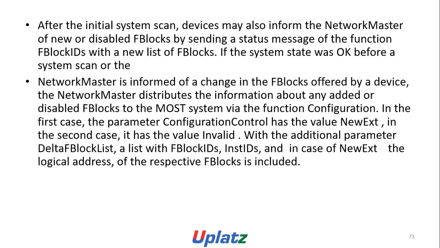It was okay before a system scan, or the network master is informed of a change in the Fblocks offered by the device. The network master describes the information about any added or disabled Fblocks to the MOST system via the function configuration. In the first case, the parameter configuration has the value new exe. In the second case, it has the value invalid, with the additional parameter delta Fblocks list with block IDs and instance IDs, and in case of new exe, the logical address of the respective Fblocks is included.